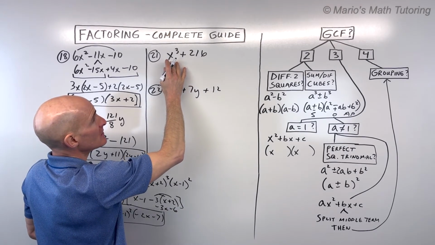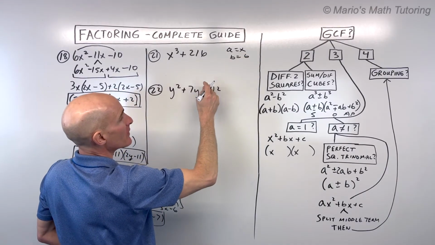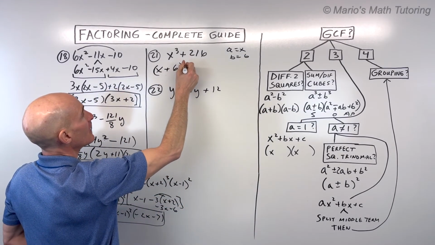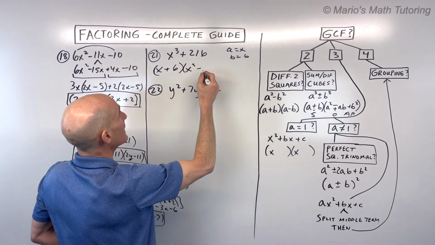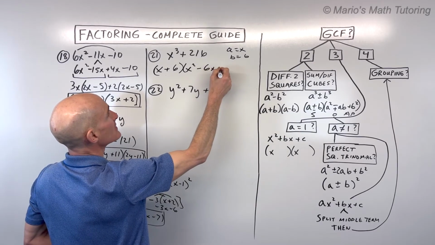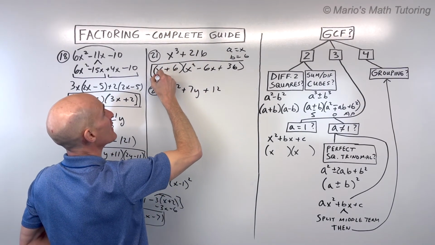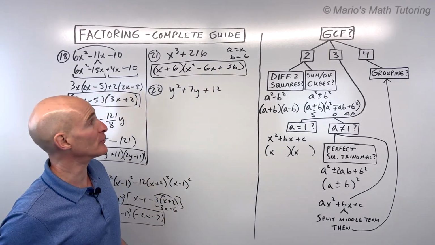So a would be x, and b would be 6. And so if I factor this, it's going to be a plus b, a squared, minus, because remember it's the opposite, a times b, so 6 times x, plus b squared. 6 squared is 36. That's as far as you can factor that. Again, sometimes students think, oh, maybe I can factor this trinomial, but you won't be able to.